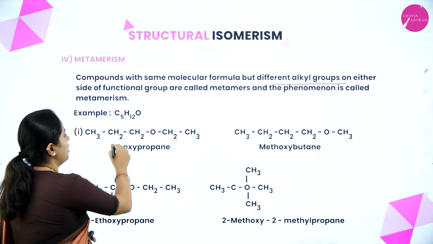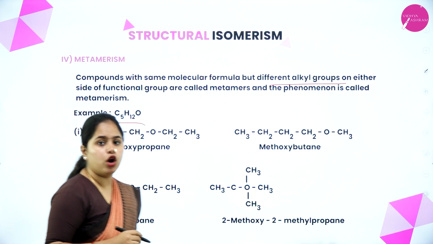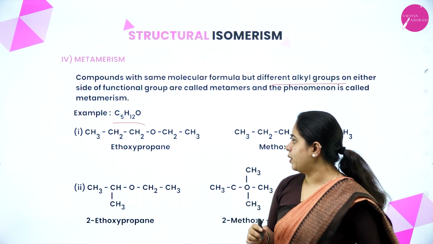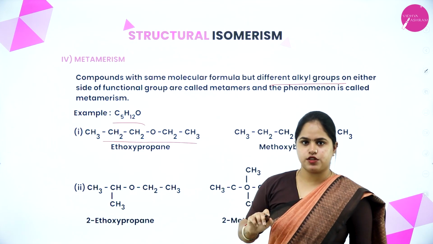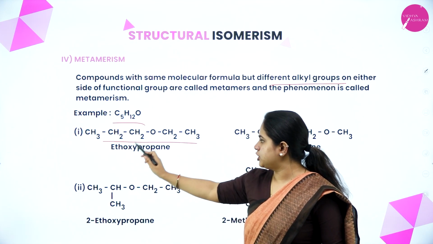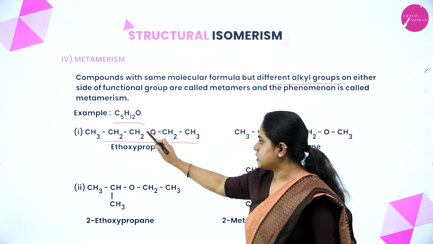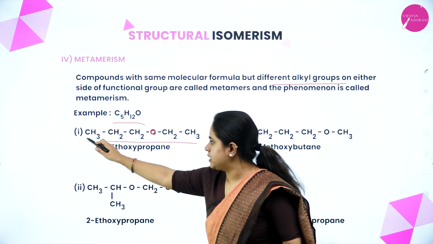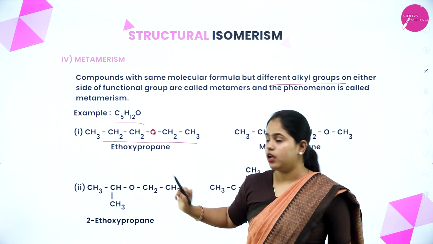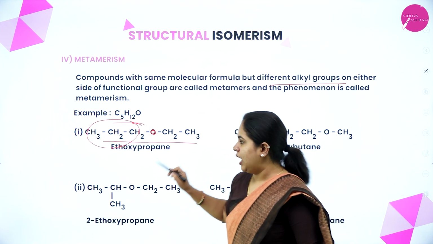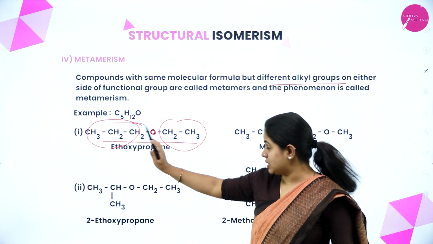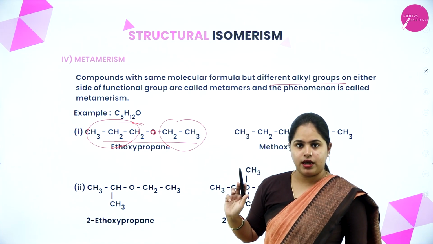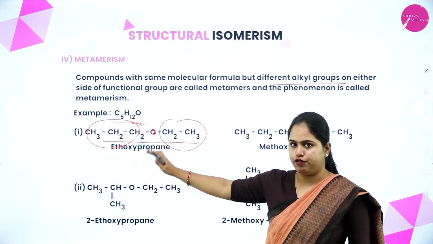Okay, let's take the example C5H12O. The molecular formula is C5H12O. So you can represent it in this form, that is CH3CH2CH2O. On this side you have CCC, 3 carbon atoms. So this is a propyl group, and here what you can see, this is an ethyl group. So this is a propyl and this is ethyl, right? On either side it is different, right?